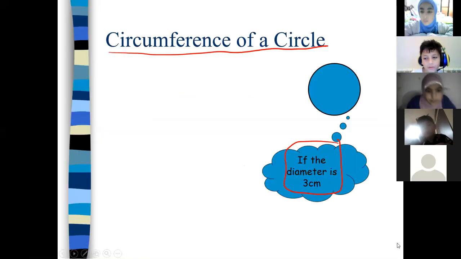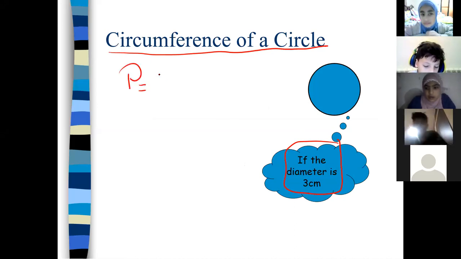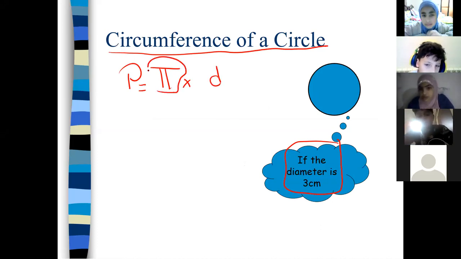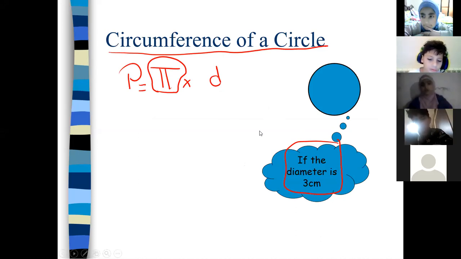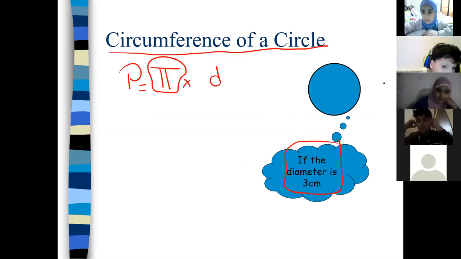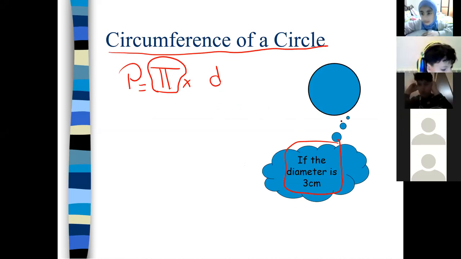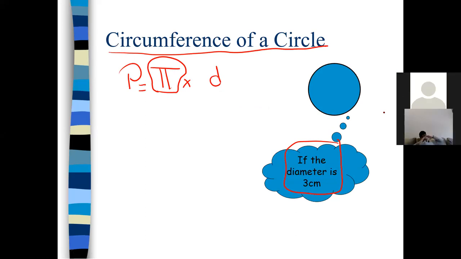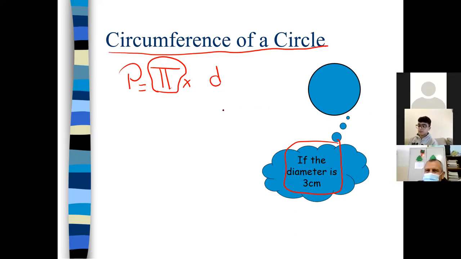So, in order to find the parameter of a circle, you have to see this rule. Miss, we can't hear you, it's so low. Good morning, Ustaz Ali. Sir, are you hearing me? Yes. Okay. Good morning.